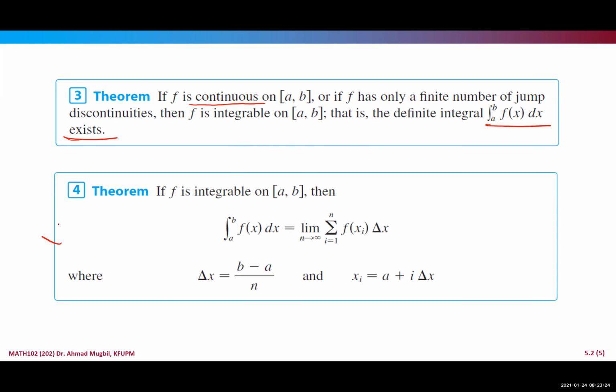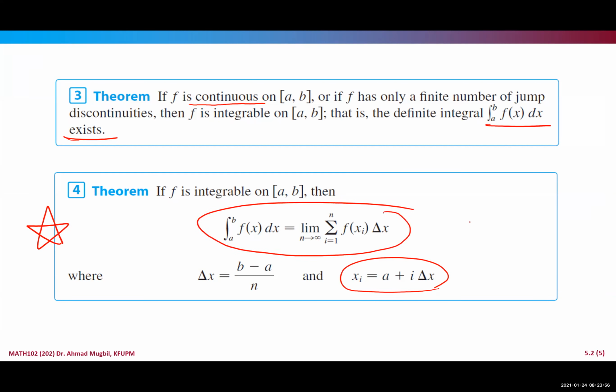Now, ya shabab, this is what we are going to consider the formal definition of the definite integral. If f is integrable, then the definite integral is the limit as n goes to infinity of the sum from i equals 1 to n of f of xi times delta x. Here xi equals a plus i delta x, and delta x is b minus a over n. We mentioned this before when we studied section 5.1. So from now on, this is the definition of the definite integral.